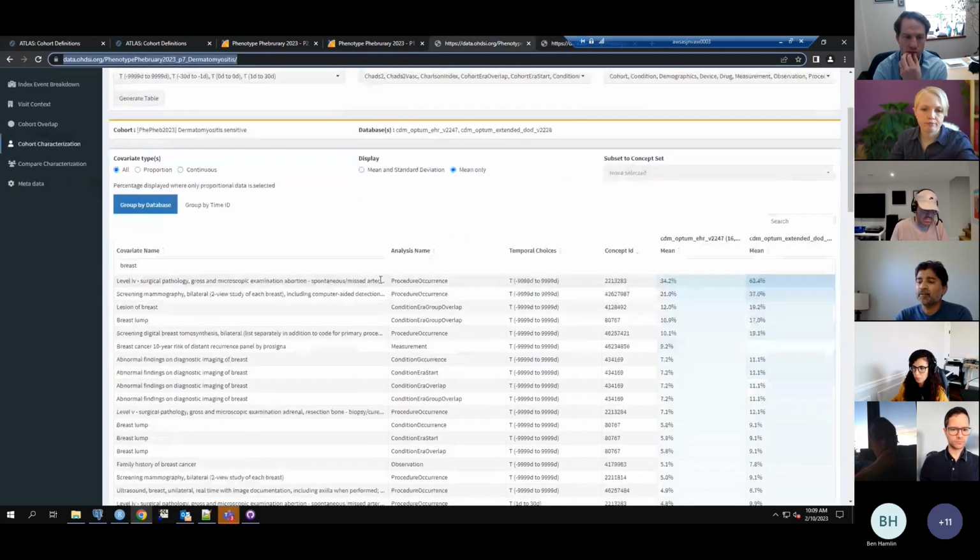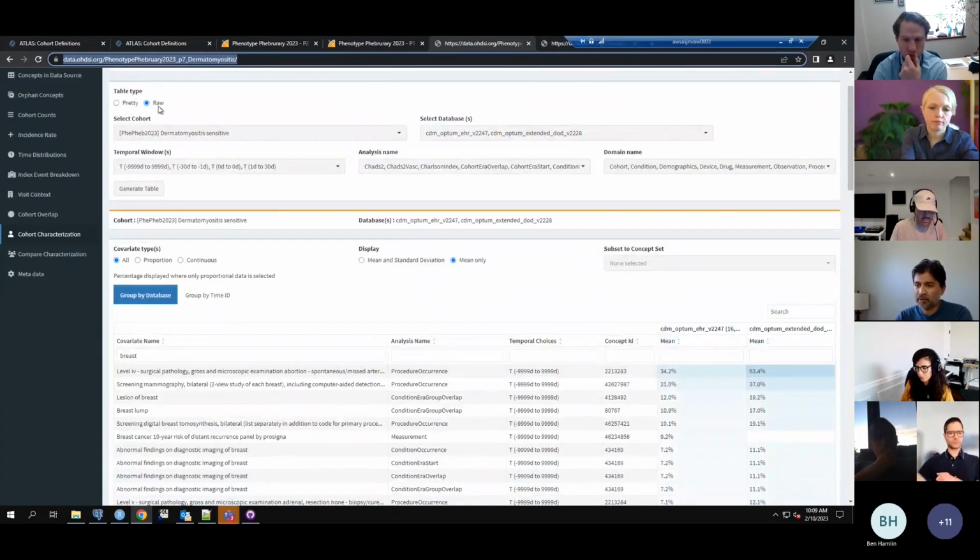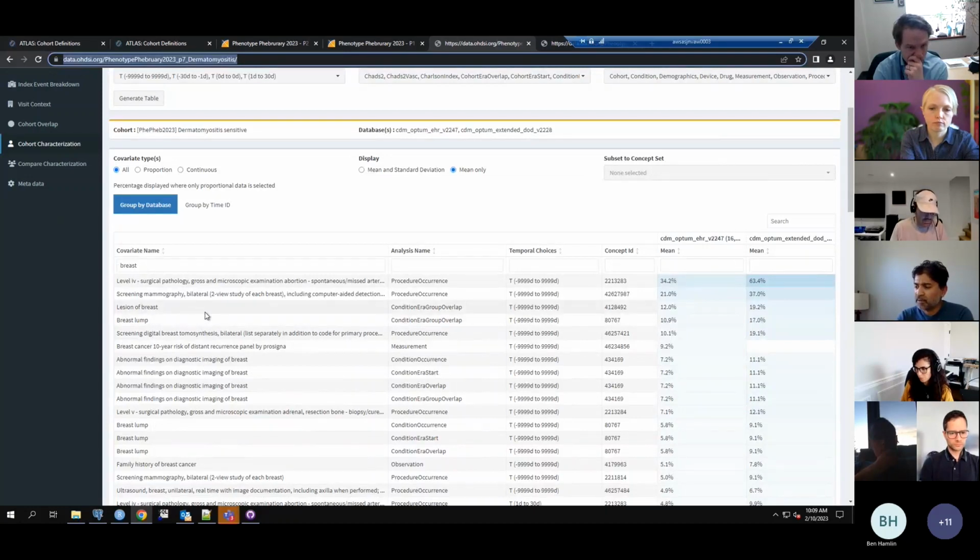And when I look at the raw table, so we usually say pretty table and raw table. In the raw table, the similar concept has much higher prevalence, not 1.2, but like 12% at least, maybe higher. And that suggests to me that the bell curve is shifted after index date. Got it. It's really interesting.